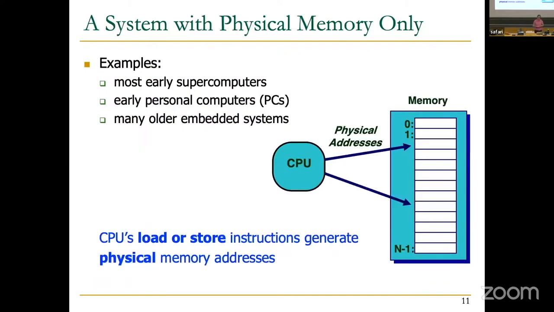So in a system with physical memory only, essentially the CPU generates physical addresses, and this is really the physical memory. Load or store instructions generate physical memory addresses. Early computers were like this. Today, this is not the case. Although you could make x86, for example, work in physical mode. It's called real mode in x86. So if you want, you can actually make this work.